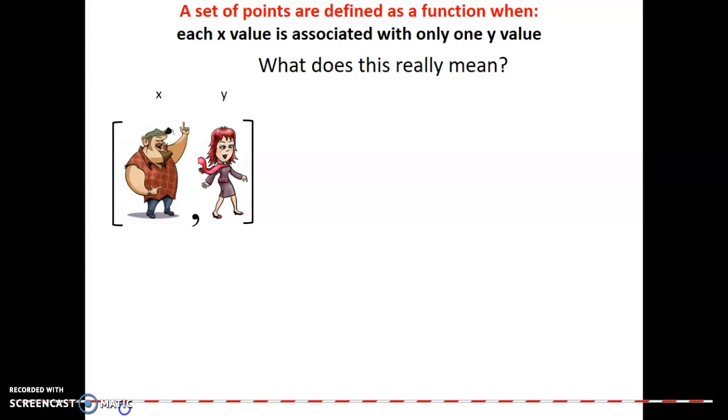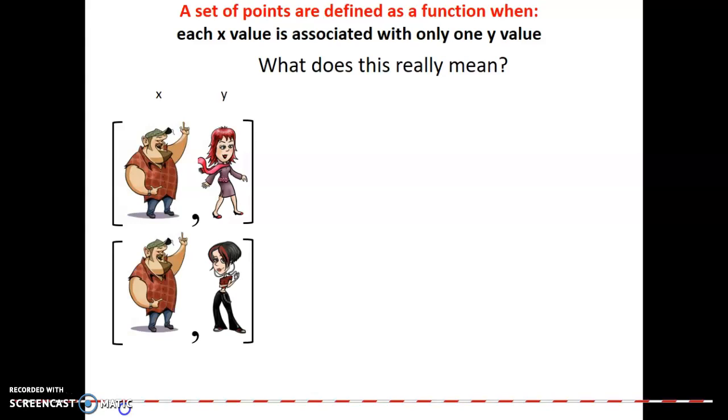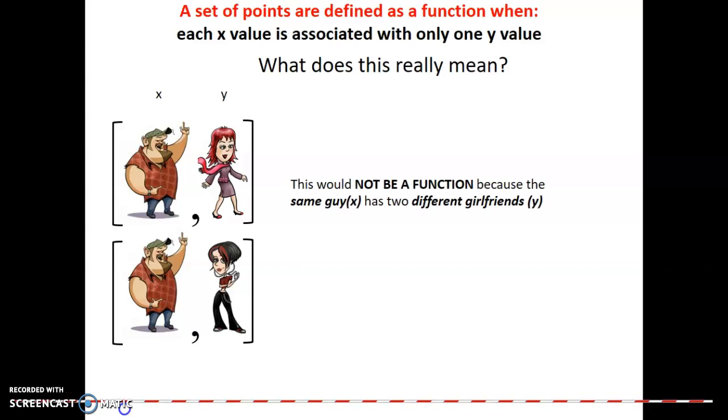However, what she doesn't know is that this guy has got a girlfriend on the side. And this is a problem. Okay, because this is not a function, because one guy cannot have two different girlfriends. One x cannot have two separate y's. Okay, that's no good. So guys, you got to stay loyal. It's just what it means to be a function.